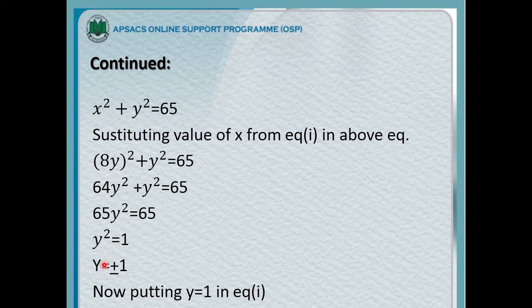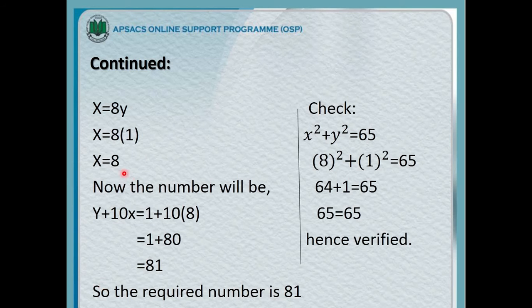And by taking its square root, we get y is equal to plus minus 1. We will ignore the negative value of y because in the question it's mentioned that the number is positive integral. So by putting the value of y, that is equal to 1, in equation number 1, we get the value of x, that is 8. Now the number will be y plus 10x.